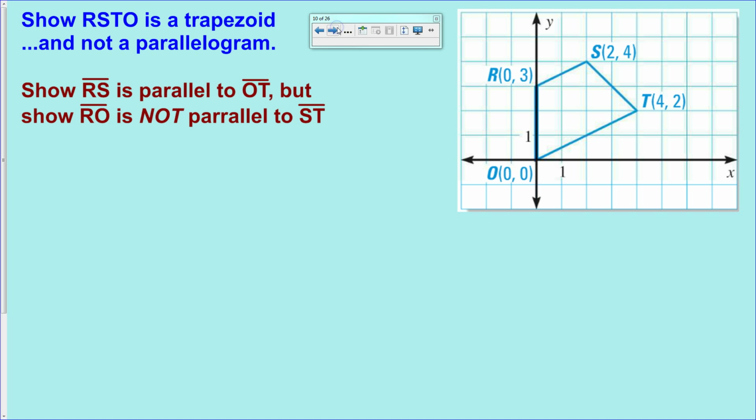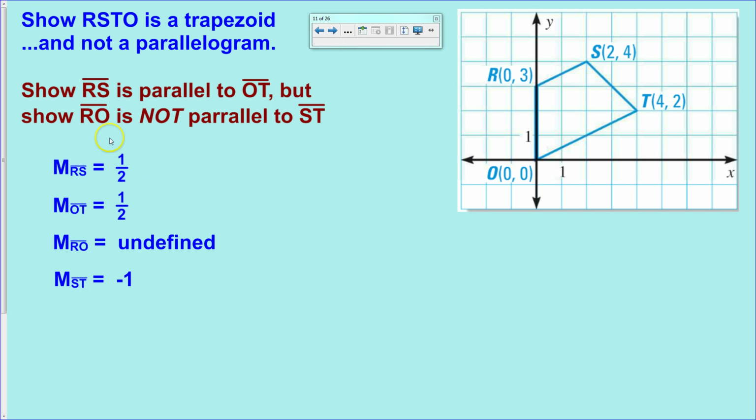So basically, we need to show that this base is parallel to this base, and this line right here is not parallel to that side. And we're going to do that through slopes. So all you have to do is go through and calculate these slopes just by counting squares if you want, or you can use a slope formula to find the slopes of each of those four segments.